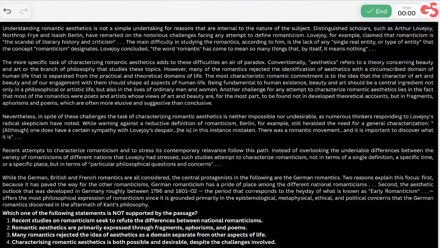Which of the following is not supported in the passage? Okay, we have read the entire passage. Let's see. Recent studies on romanticism seek to refute the differences between national romanticisms.